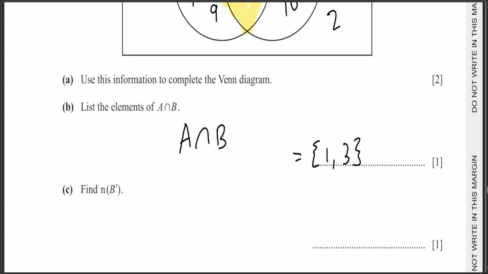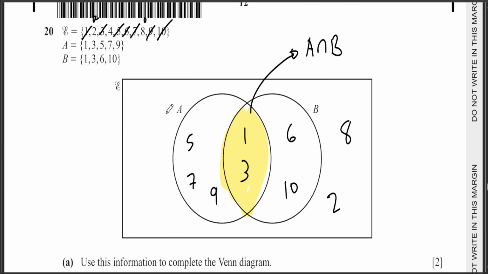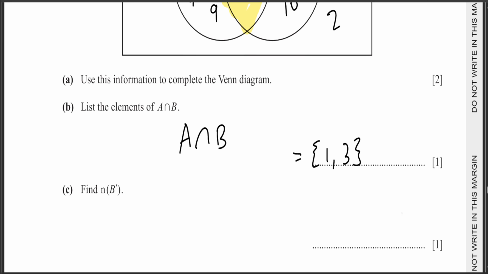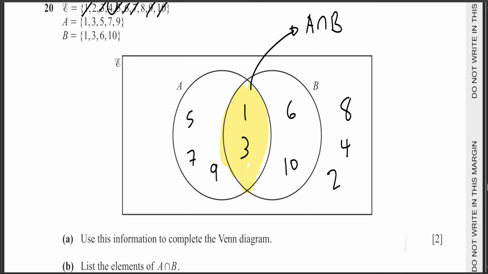So find n of B complement. By the way, I forgot something here. We didn't include 4, so there should be 2, 4, and 8 here. Okay, sorry for that. Find n of B complement. How many are there?